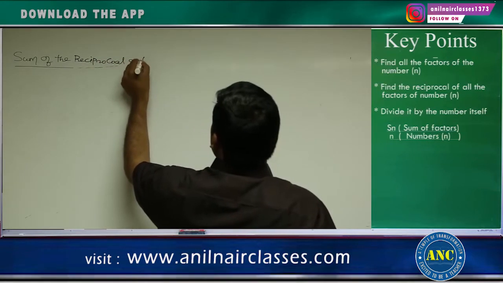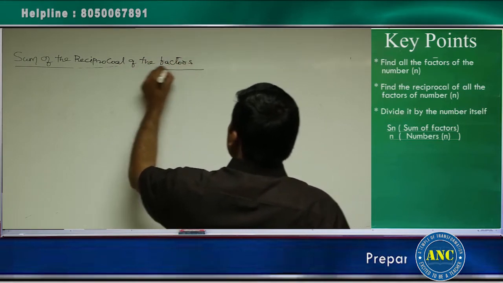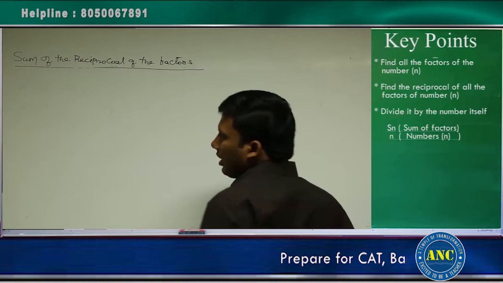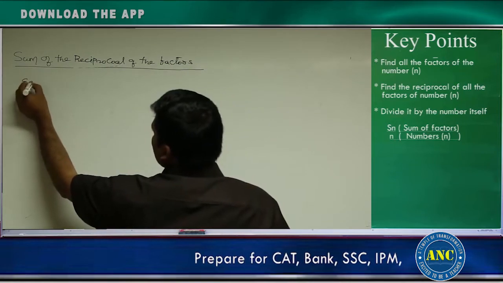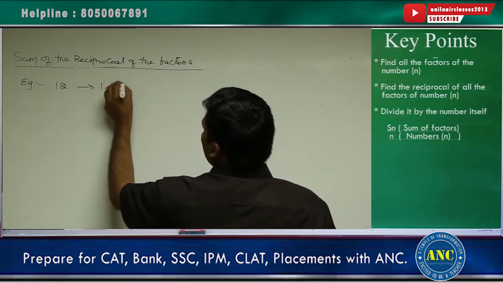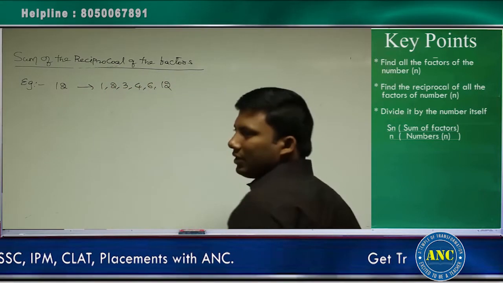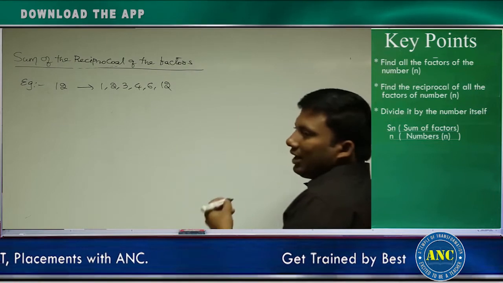Next one, side heading, sum of the reciprocal of the factors. Now, sum of the reciprocal of the factors. Let us see the concept here. Let us take an example 12. What are the factors of 12? 1, 2, 3, 4, 6, 12. Let us do the reciprocal and add them.